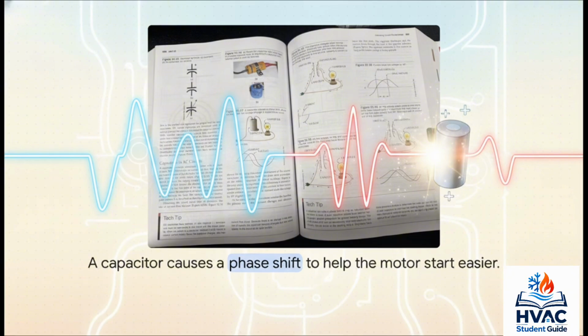In a purely inductive motor circuit, current naturally lags voltage. But when we add a capacitor, we force the current to lead the voltage. This offset essentially creates a secondary, artificial phase, acting almost like a spark to provide that starting torque. If you've got a motor just humming but not starting, a failed capacitor is usually your prime suspect.